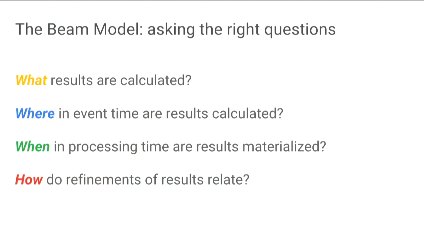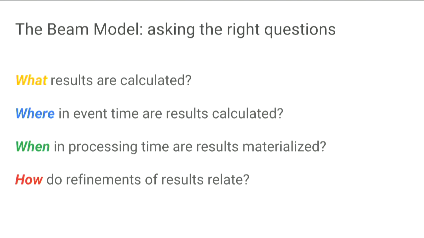So the first question is, what results are being calculated? Here we are asking, are you doing sums, joins, machine learning models, histograms? This is your business logic. The next question is, where in event time are results calculated? This really asks, how does the time each event originally occurred affect the results? Are results aggregated over all of time, or are they perhaps windowed in some fashion?